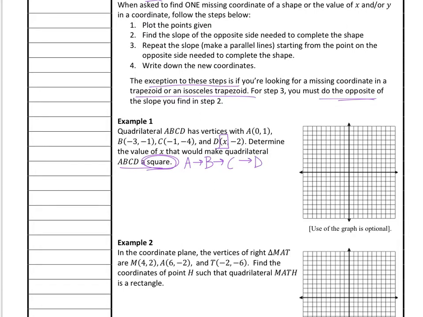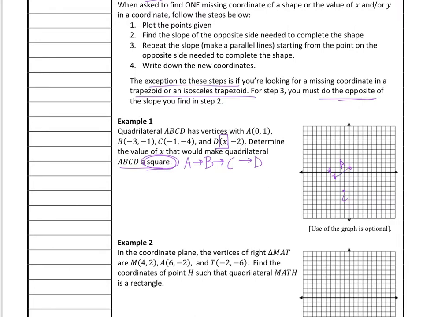So take a second to plot those points with me. Over 0, up 1 is A. Make sure you label. -3, -1 is B. So left 3, down 1 is B. C is left 1, down 4. And we don't know where D is. I know that the y value is -2, but we're not even going to plot that.